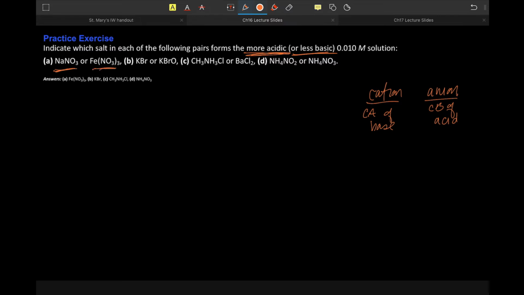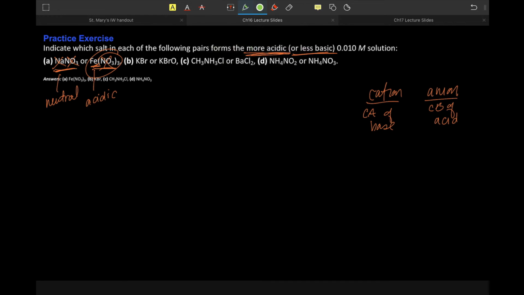So if we look at sodium nitrate, sodium comes from the base sodium hydroxide, which is a strong base, so negligible acidity. Nitrate comes from nitric acid, which is a strong acid, so negligible basicity. So this one would be neutral. Then if we look at FeNO3, nitrate is the same for the same reason. Iron is a small, highly charged cation, which means this solution would be acidic. So the more acidic solution would be iron nitrate.